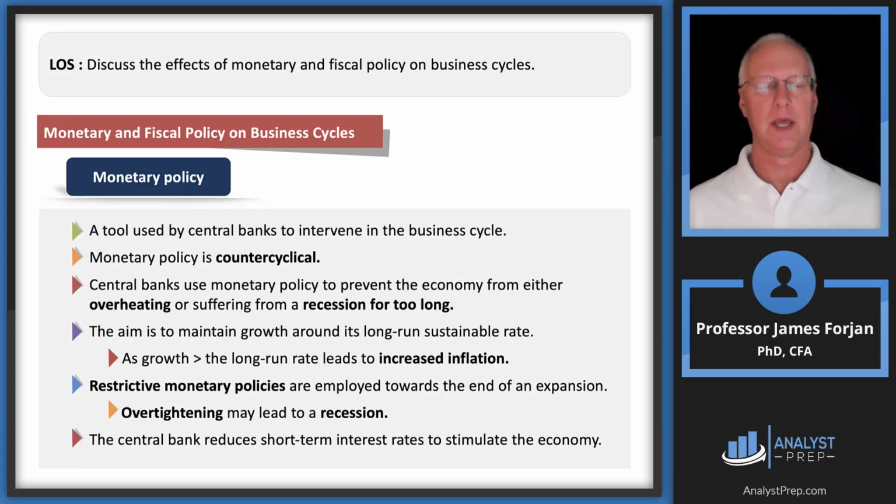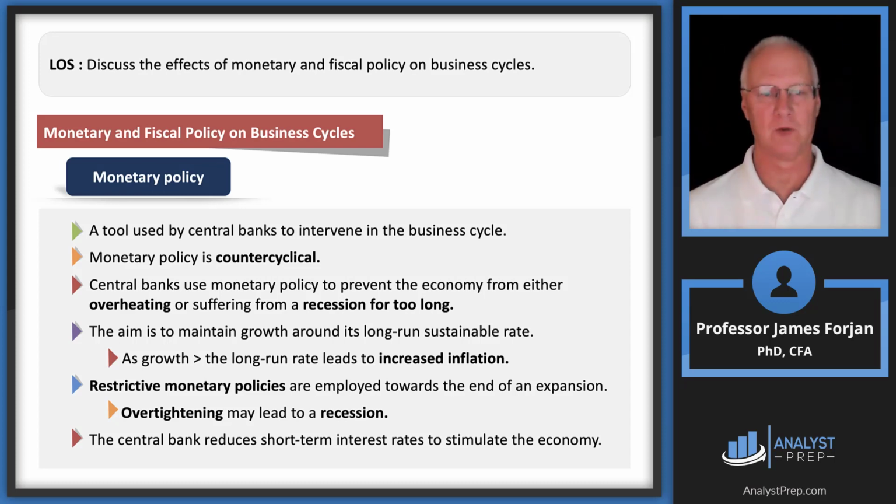How about the LOS on monetary and fiscal policy on business cycles? We're asking the question: how can governments impact not only the business cycle, but also growth rates? Let's start with monetary policy. What do we know? Central banks are in control of the money supply. So central banks can intervene in the business cycle to change an undesired outcome in the growth rate of the money supply. Monetary policy is almost always counter-cyclical. They use it to prevent the economy from overheating, meaning inflation and getting too quickly to that peak, or going past that peak, or suffering from a recession for too long.